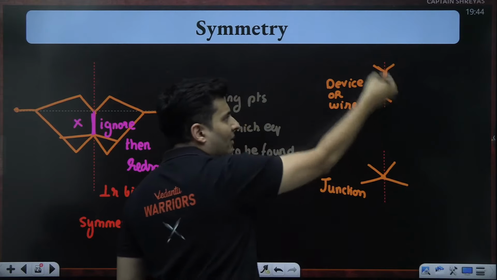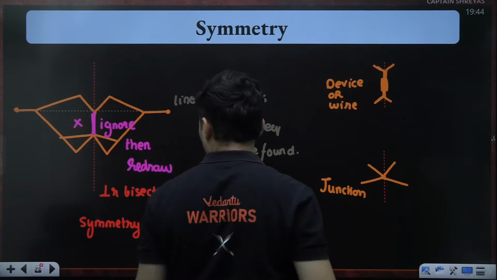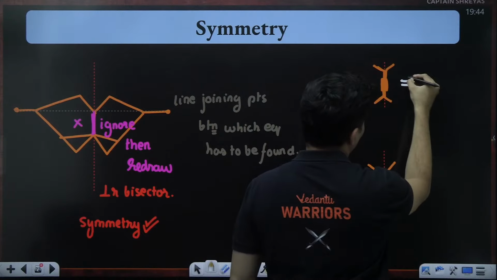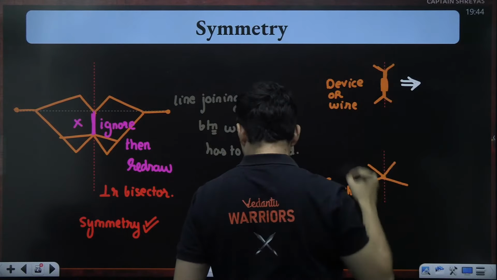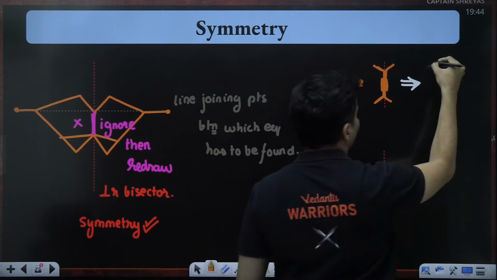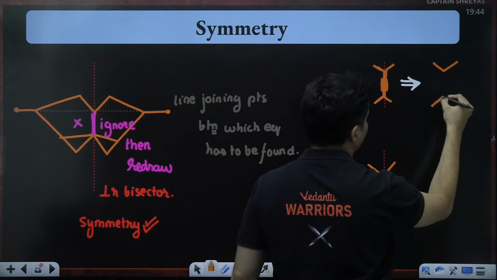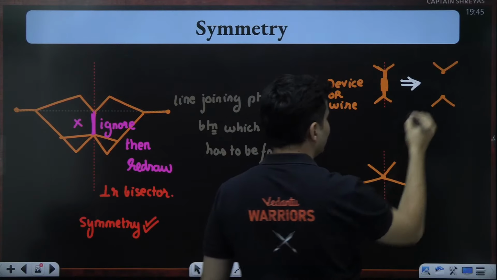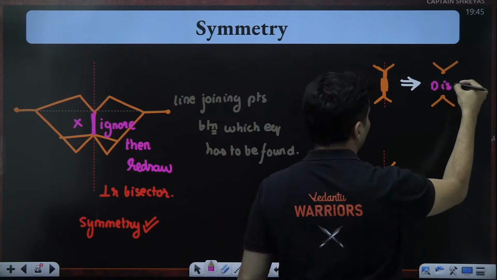If you get a device on that line of symmetry, on that perpendicular bisector, then it is actually very simple. You just forget that device and redraw it like this. You have basically disconnected it.